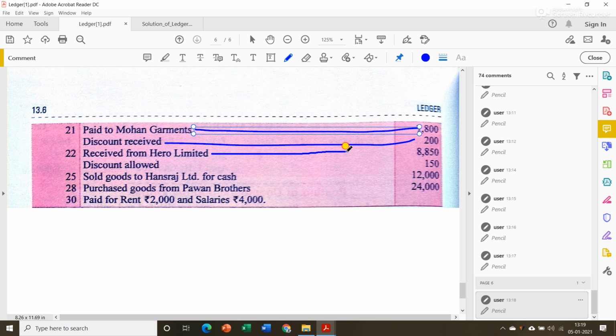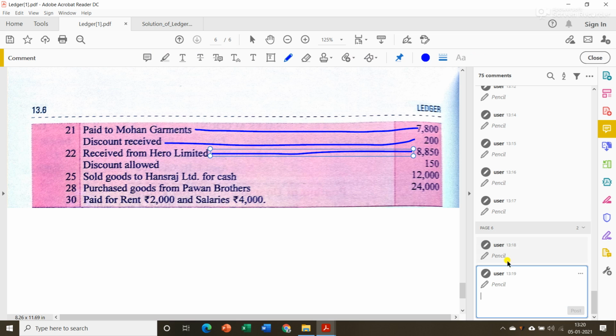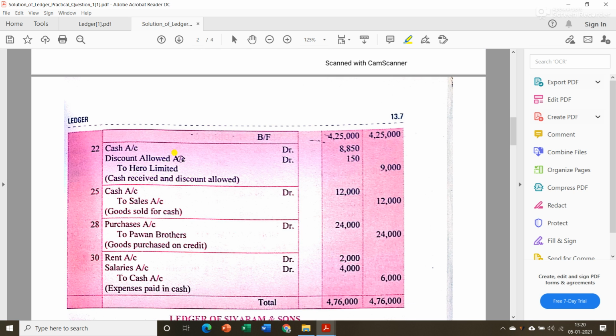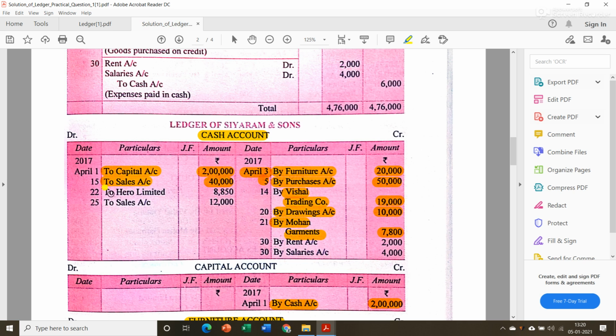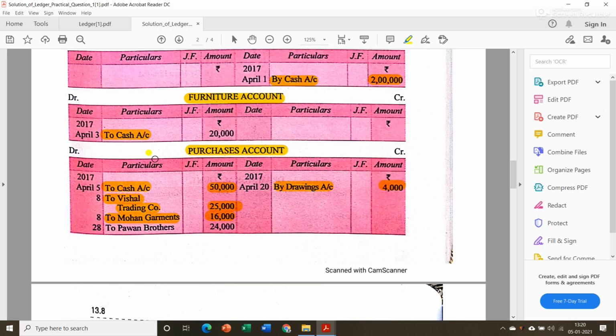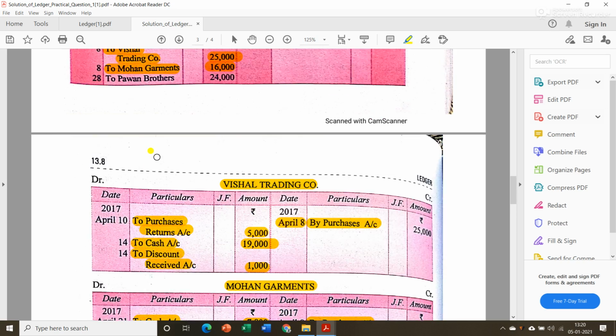Received from Hero Limited 8,850 and discount allowed 150. So let us pass the journal entry for that. Cash account debit, discount allowed account debit to Hero Limited. Now we already have cash account, so in cash we will write to Hero Limited 8,850. Then discount allowed account, do we have it? Let us see.